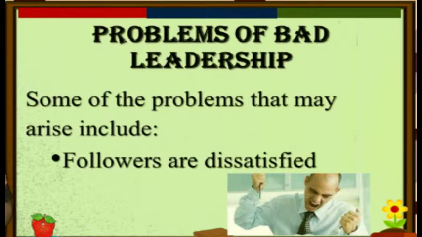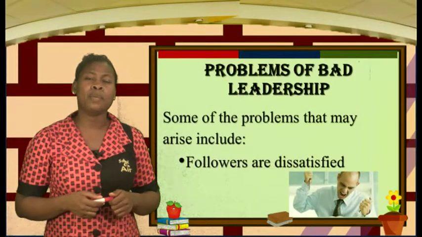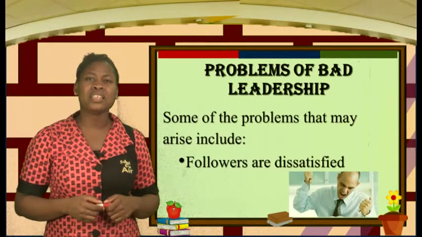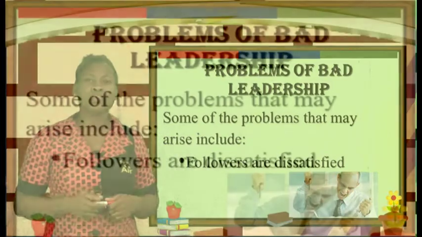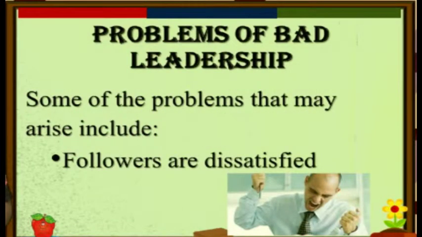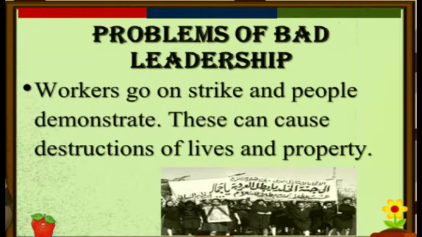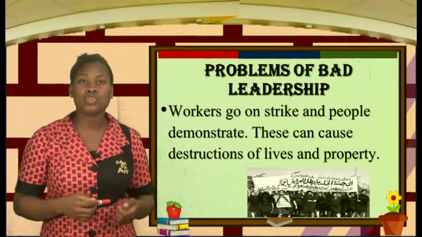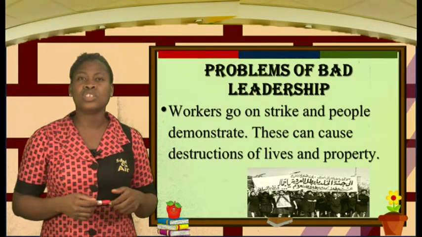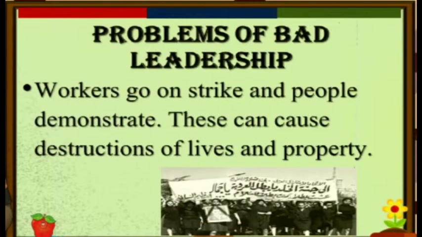Some of the problems that may also arise in bad leadership include the followers being dissatisfied. When a person is elected into government and the needs of the people are not met, and the person does not fulfill his or her promise to the people, the people are not satisfied with such a leader. Another problem of bad leadership is that workers go on strike and people demonstrate. These can cause destruction of property and loss of lives. When workers go on strike, businesses have stopped and they take to the street to demonstrate their displeasure.